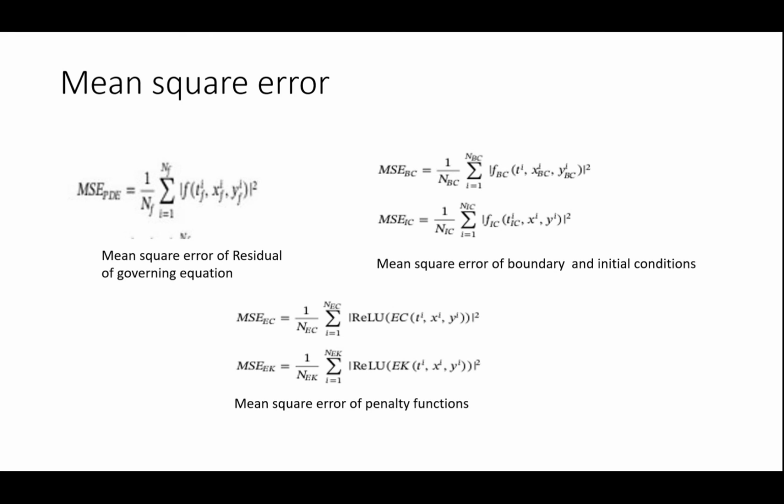After obtaining the residual and penalty functions, the mean square error is computed for each of those functions from the sample points that are used to train the theory-guided neural network. This equation represents the mean square error of the residual as well as penalty functions that I mentioned earlier.